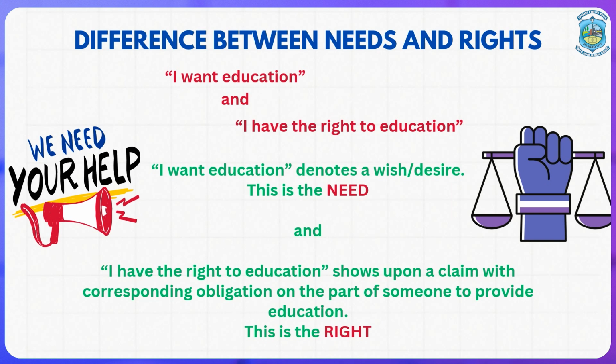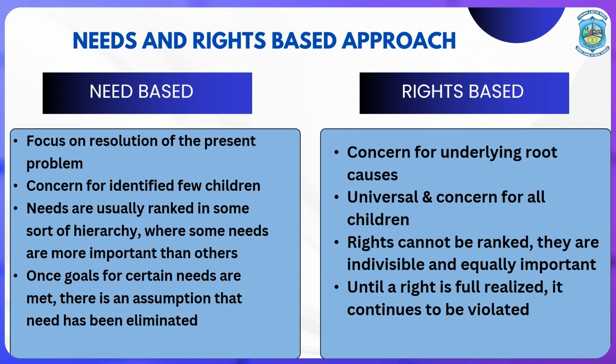So it shows a claim that the child is making, that there is an obligation on the part of someone to provide education. The child is raising a claim and placing an obligation on someone to provide education for the child. So that is a right. I hope you understood the difference between need and right. Need shows a wish or desire. A right is the claim that we are making, that there is an obligation on the part of someone to provide education. So that is all about need and rights.